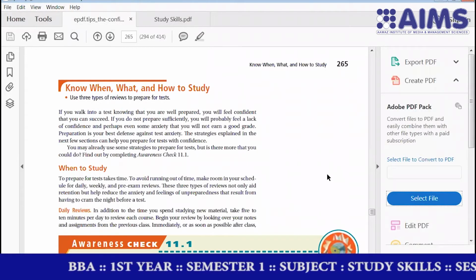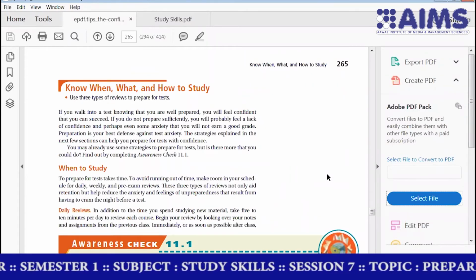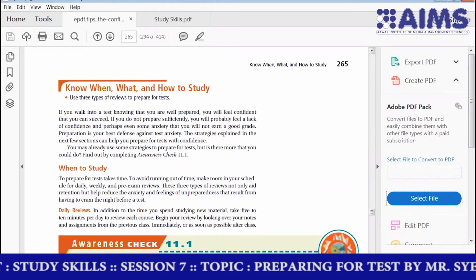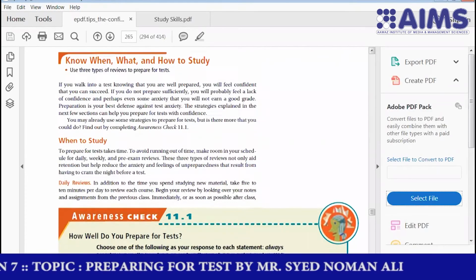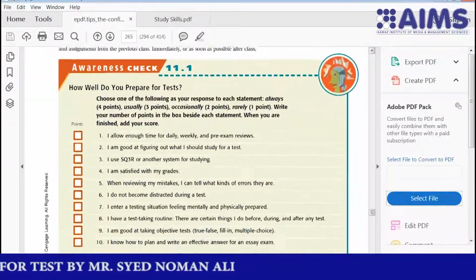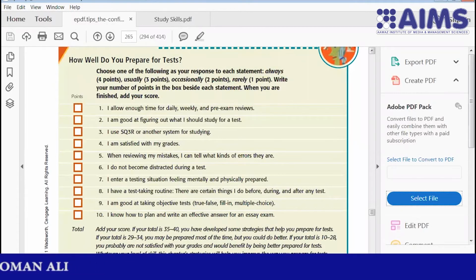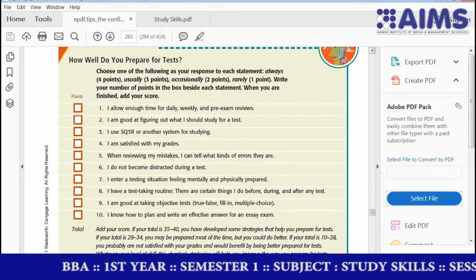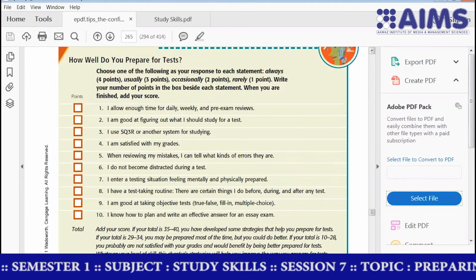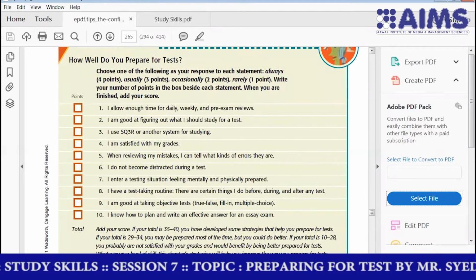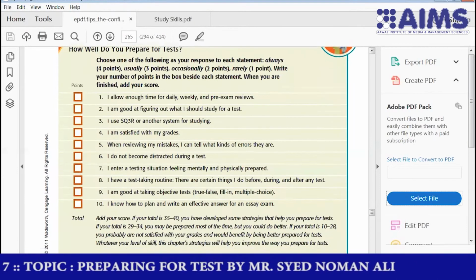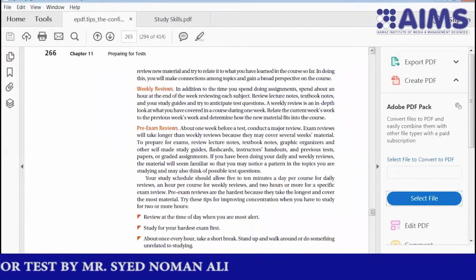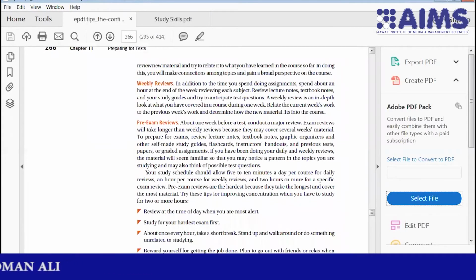So what did the author say about this? Know when, what, and how to study: when to study, the daily review, and never feel that you have enough time. I'm good at figuring things out, so why am I so worried? I'm satisfied with my grade, I don't need to improve. It's a simple one, so I will be done in a very few hours. All these are procrastination, situations that deviate from the main objective.